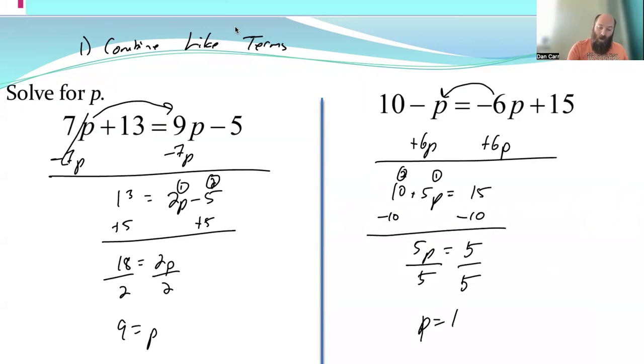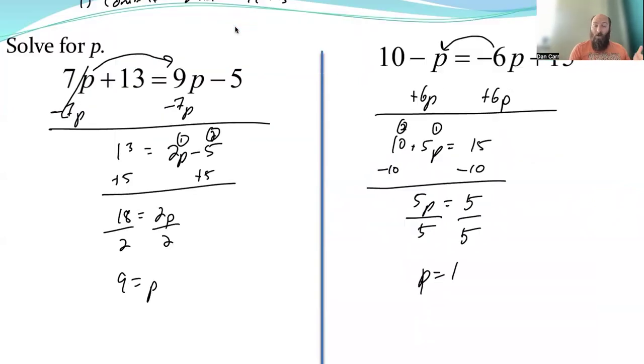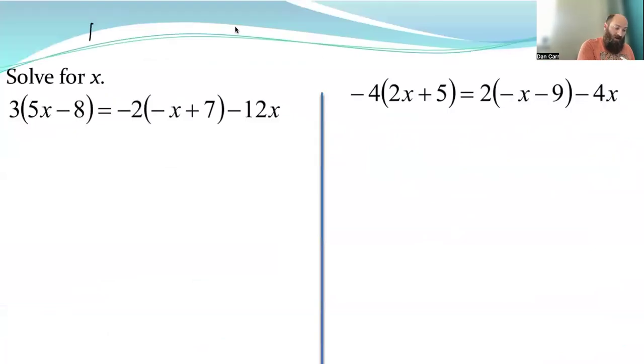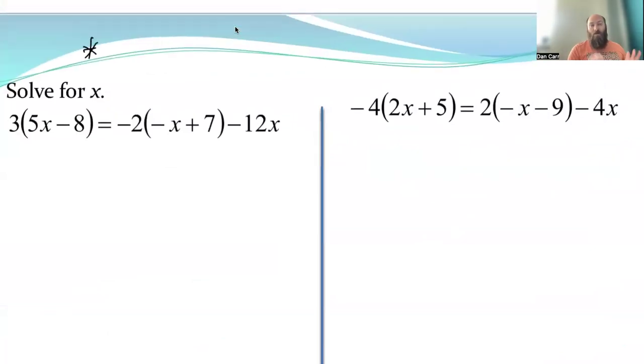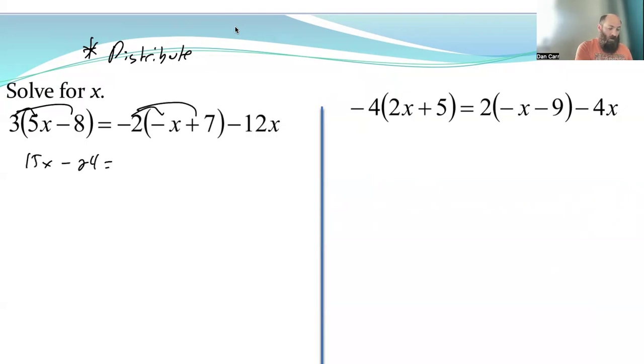Okay? Let's do a couple more examples that are a little bit more complicated. But here, our key thing that we want to do is we want to distribute. Again, the goal was to get like terms together. Having the parentheses like this makes it a little bit trickier, but it's not too bad. So when I distribute, I'm going to take 3 and multiply to both those terms. I'm going to take -2 and multiply by both those terms. So that's going to give me 15x minus 24, positive 2x, -14 minus 12x.